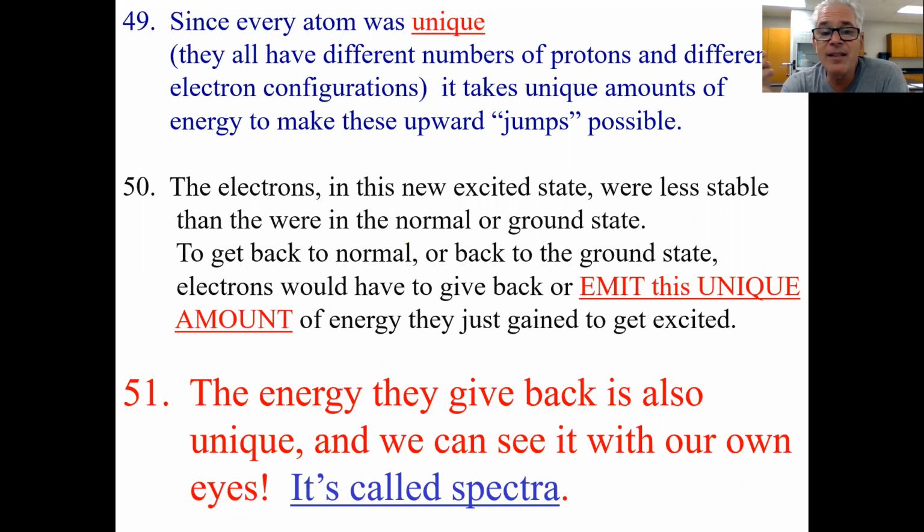The important thing is it's the same number of parts. Each atom is made of stuff: protons, neutrons, and electrons. When they're in the ground state, the stuff is in a stable, low energy state. When you zap it with energy, they get excited. It's the same number of parts, it's just they're in a different place. And when they return to the ground state, they emit this unique energy, and this energy is called spectra.